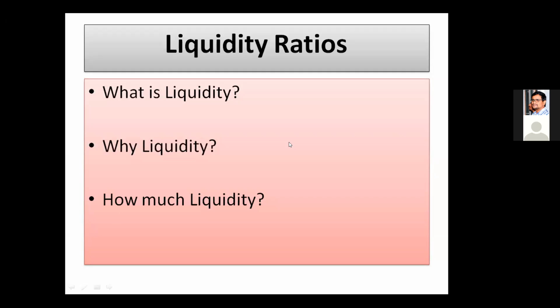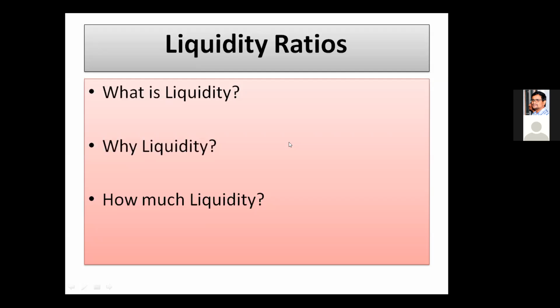or cash equivalents. Cash equivalents are other current assets. Yesterday we discussed what these current assets are. Current assets are the short-term assets which can be converted into cash in a span of less than 1 year, and the list of current assets we also saw yesterday: cash in hand, cash at bank, sundry debtors, bills receivables, stock of goods or inventories.